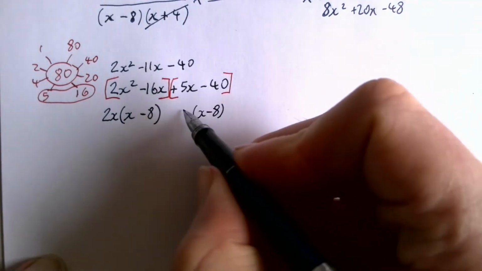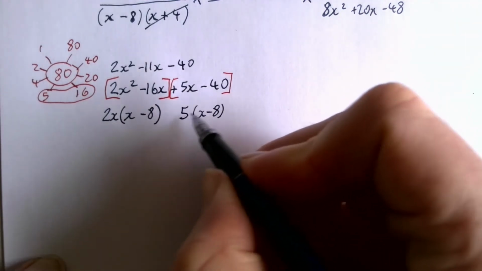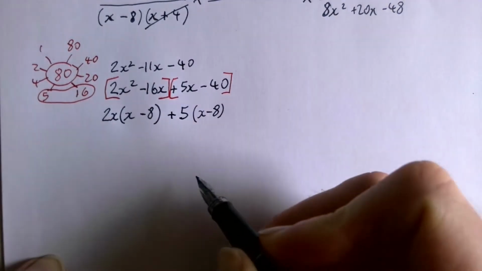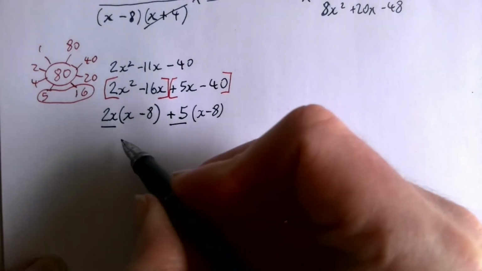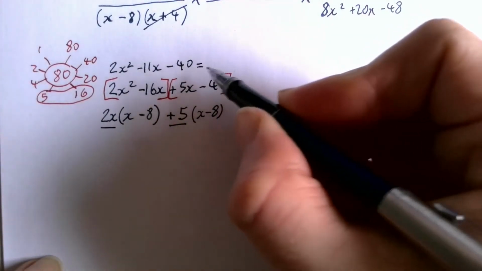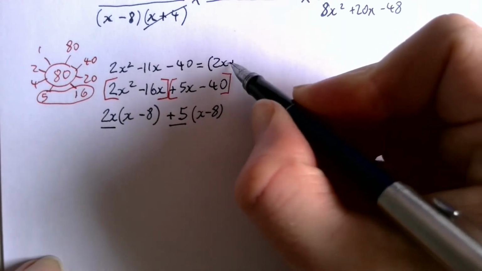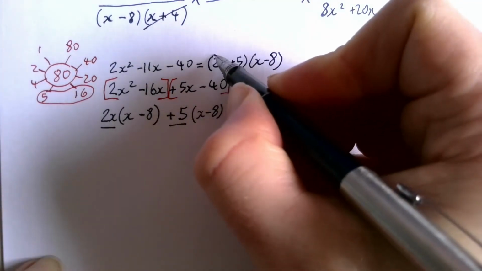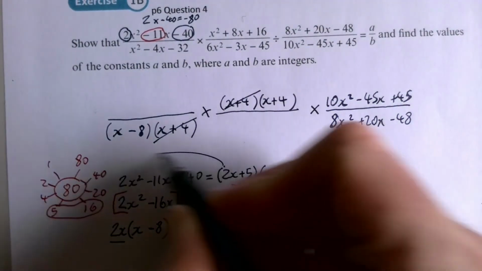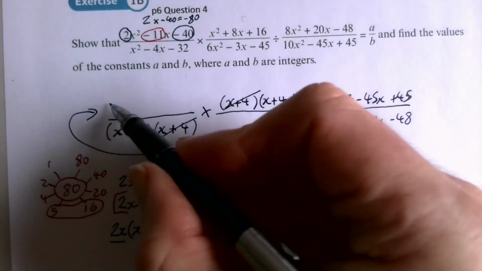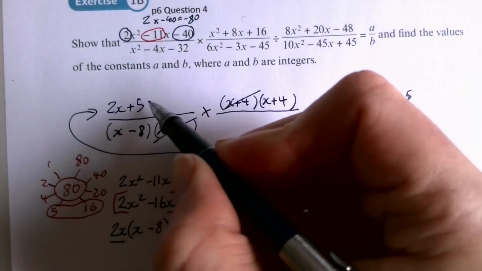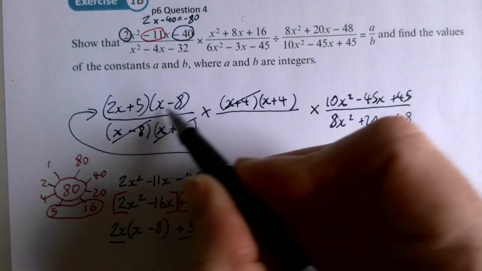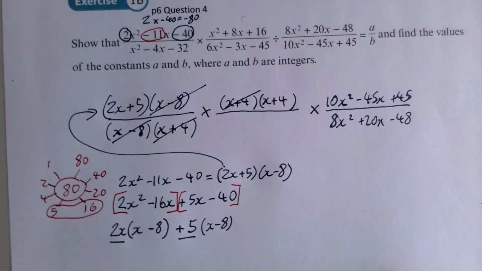And what goes in 5 times x makes 5x, 5 times 8 makes 40, so that's correct, that's going to be positive. And that means that this is my other bracket, so it gives me 2x plus 5 and x minus 8. And that is going to go back up to here. So 2x plus 5 and x take 8. And that's nice because we've got an x take 8 on that one. So we've simplified that bit.